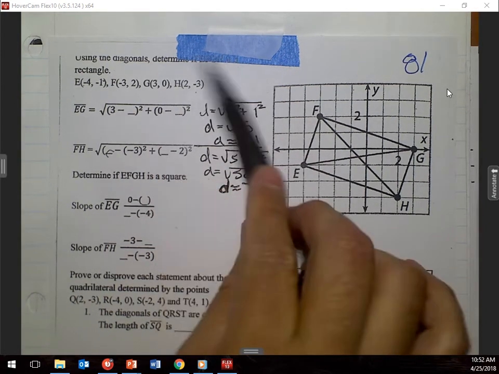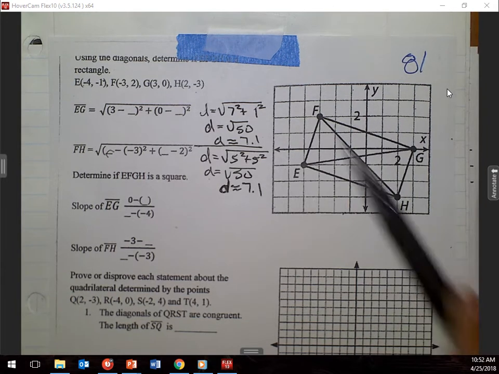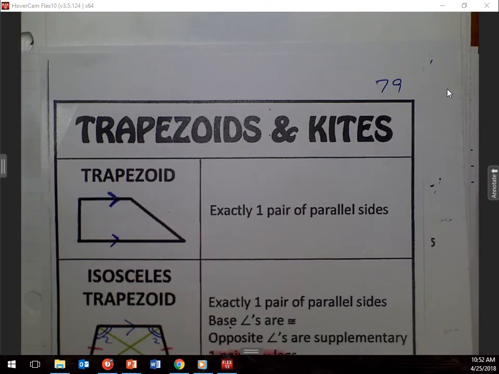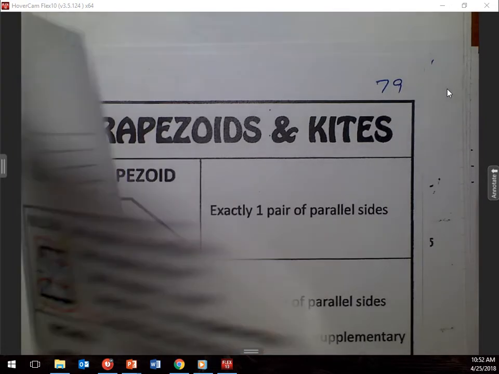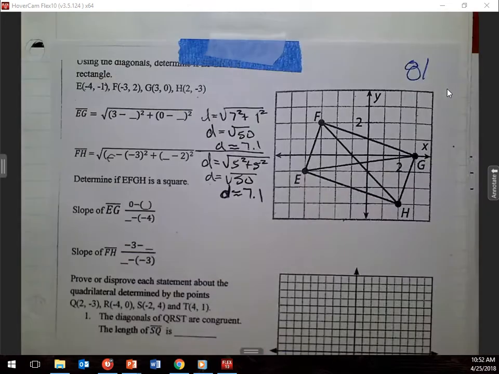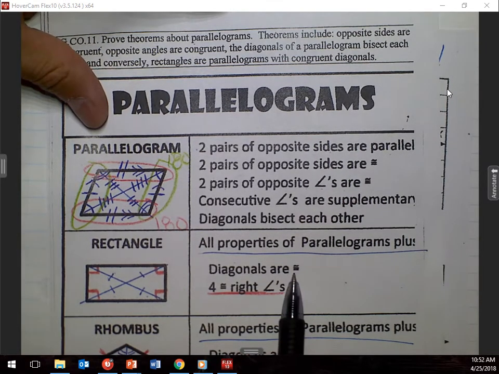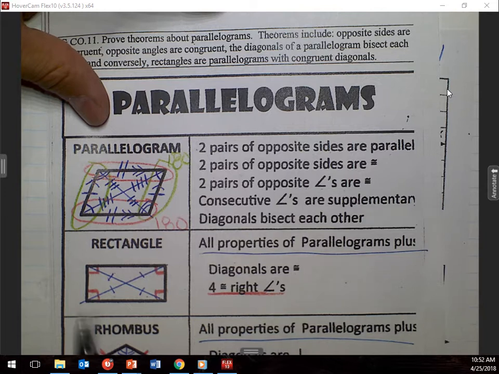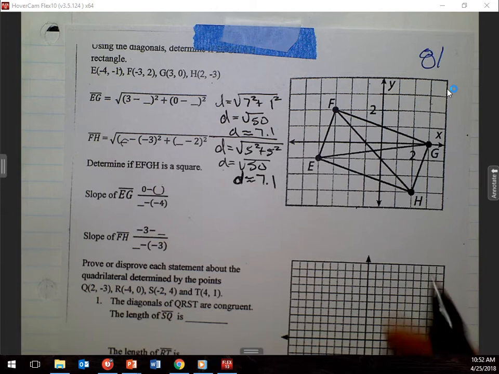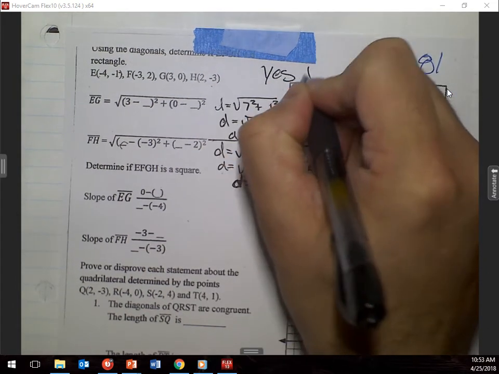Okay, so we're going to see if this one is going to be a rectangle. Now, if the diagonals are the same, let's look back. I'm going to go back a couple pages. So, is it a rectangle? I'm going to my notes here. This one's in 77 for this. Right here, it says, for rectangles, diagonals are congruent. So, are these congruent? Yes, they are. So, is this a rectangle? Yes, it is a rectangle. So, I'm going to come over here and say, yes, it's a rectangle.